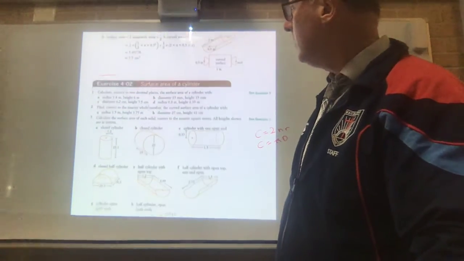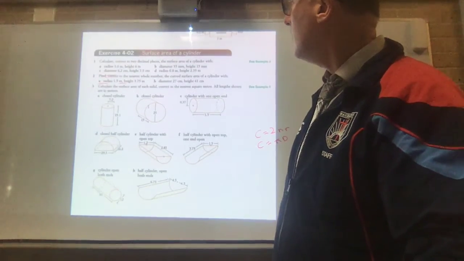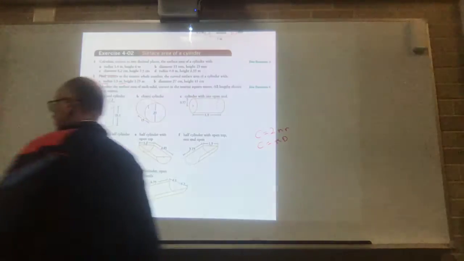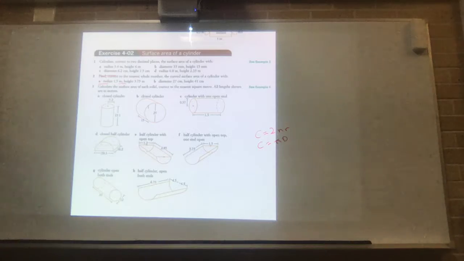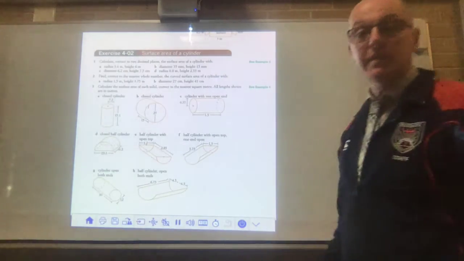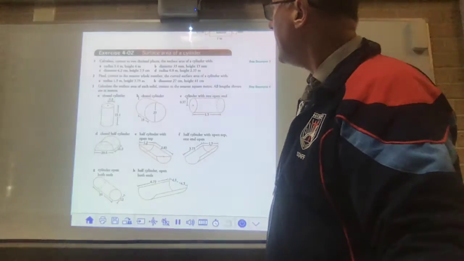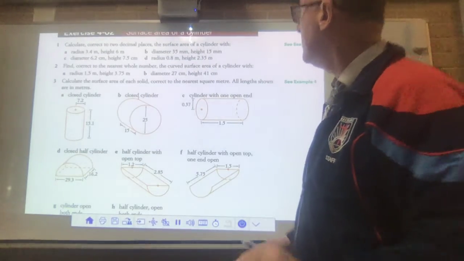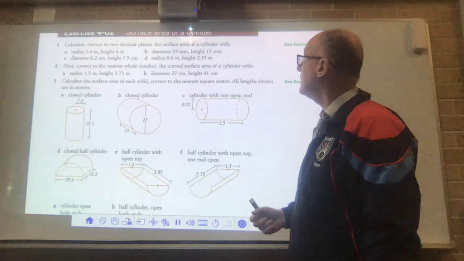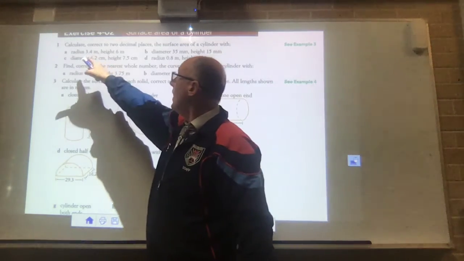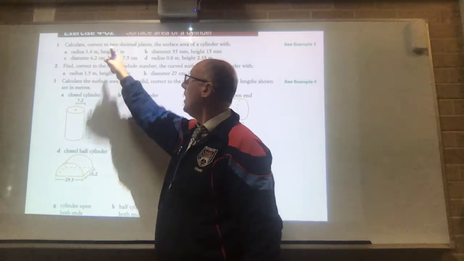I'm not going to do all of them. In question 1, they're fairly repetitive. So question 1 says: calculate to 2 decimal places the surface area of a cylinder with a radius of 3.4 and a height of 6.